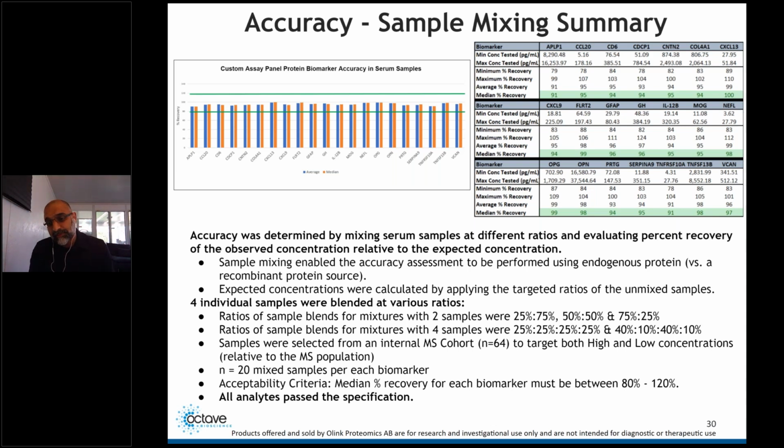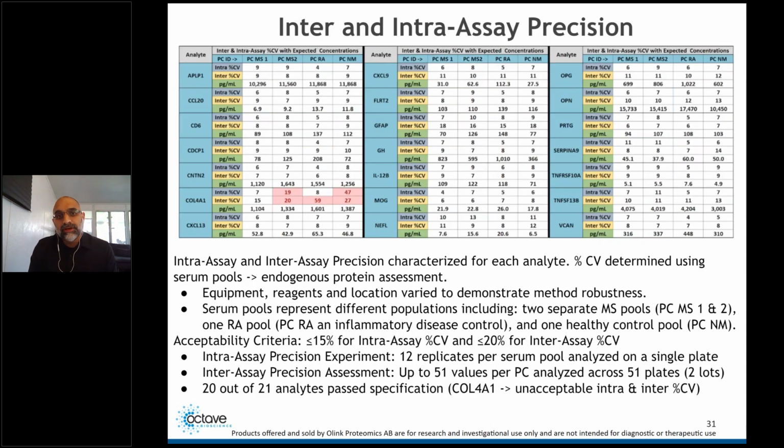We established an acceptability criteria of 80 to 120% recovery, and all analytes passed this specification. All of them were within 90 to 110%, in fact. Next, I wanted to cover some of the work that we did to characterize precision.